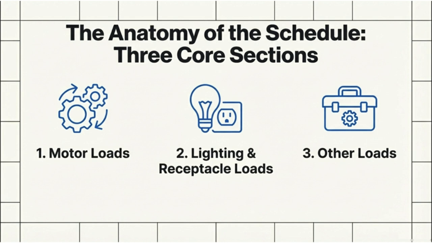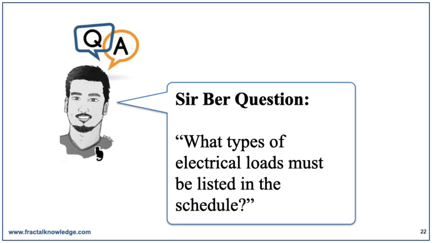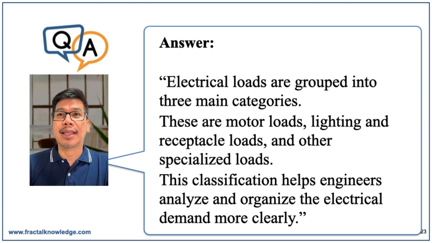Now, there are three core sections. This core section allows engineers to categorize loads and analyze them systematically. Sa tatlong kategoring ito, dito nakikita ang buong power demand ng building. Okay? So, possible may tanong ka, what types of electrical load must be listed in the schedule? Very good question. Again, electrical loads are grouped into three main categories. So, tandaan, these are motor loads, lighting and receptacle loads, and other specialized loads. This classification helps engineers analyze and organize the electrical demand more clearly.